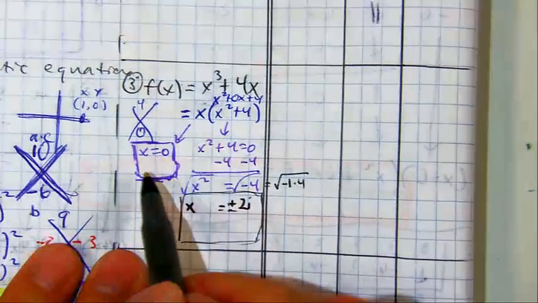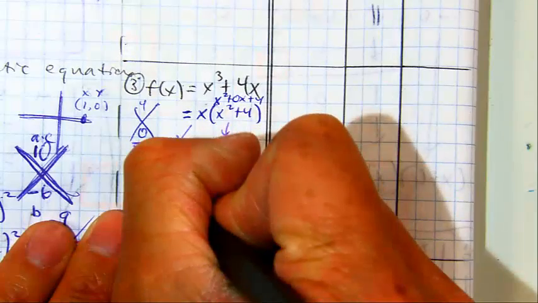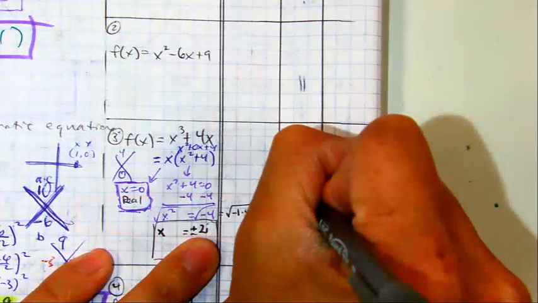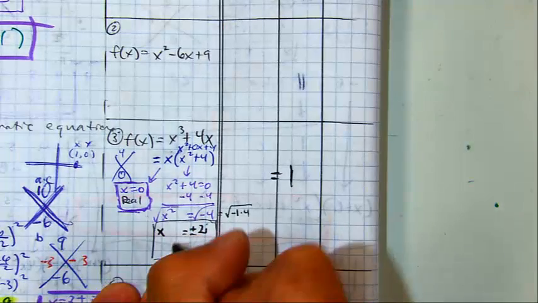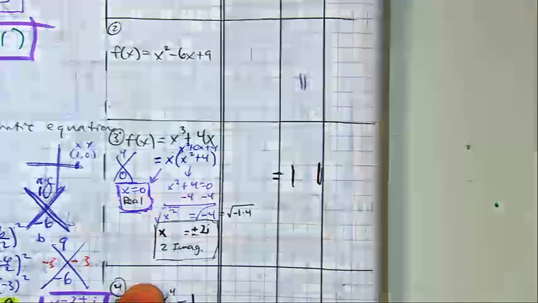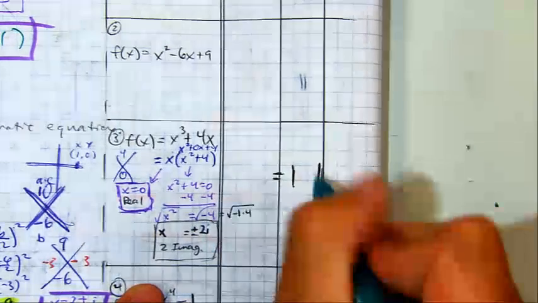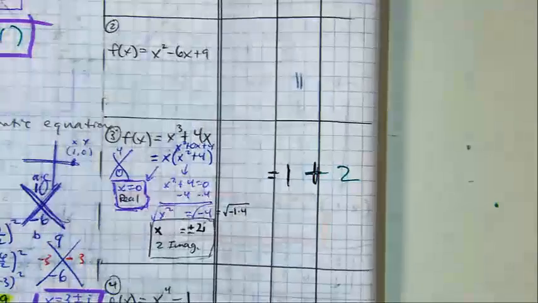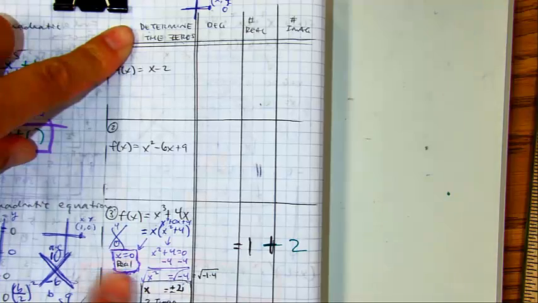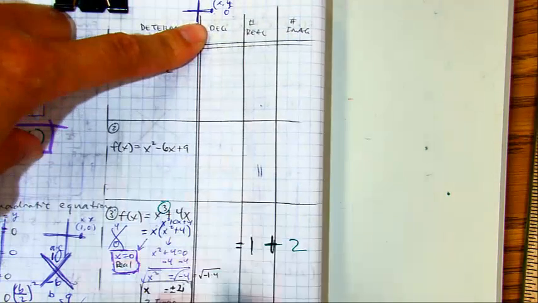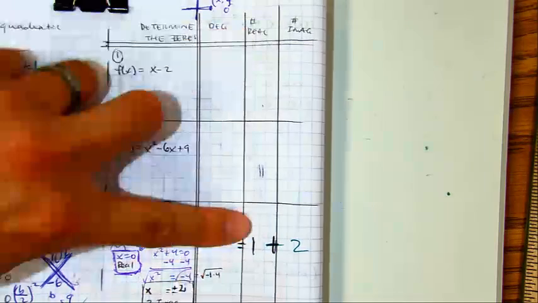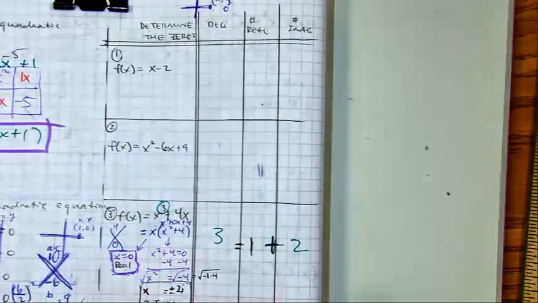Class, is this real or imaginary? Real. So we have one real. And how many imaginaries? 2 imaginaries. So if I go back up, it says determine the degree and the zeros. We did the zeros. What's the degree of the problem? The answer is 3. How does the fundamental theorem of algebra work? I have one real, so 1 plus 2 equals the 3.